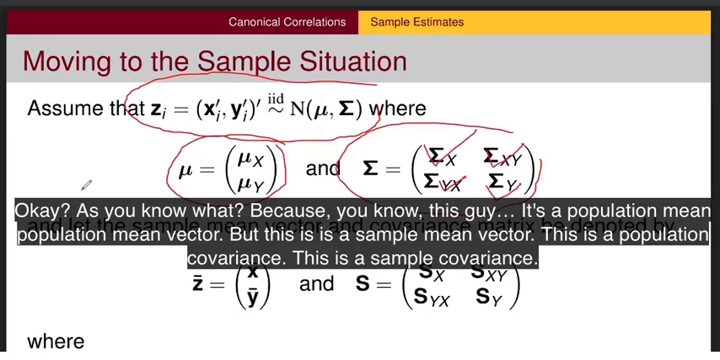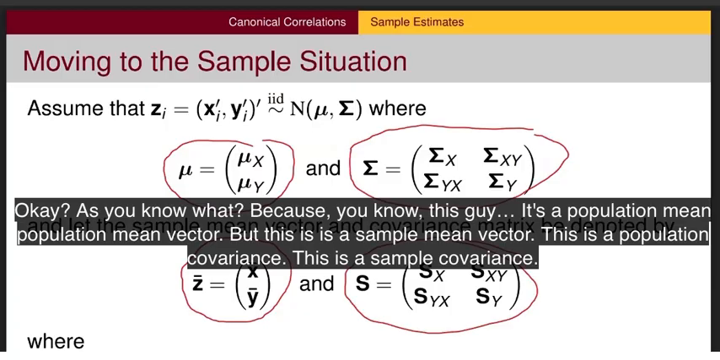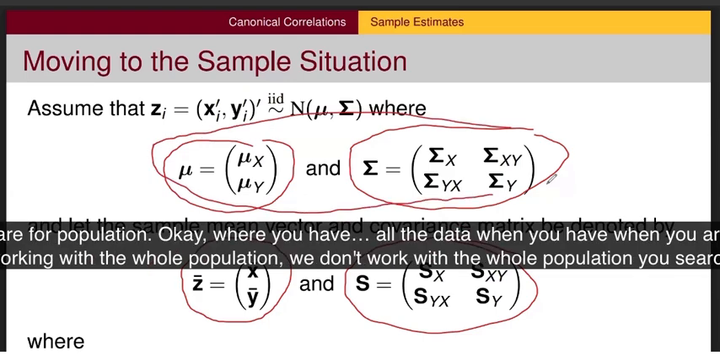And you know what? Because this guy is a population mean vector. But this is a sample mean vector. This is a population covariance. This is a sample covariance. Please look at the difference between the two. Okay? These ones are for population.